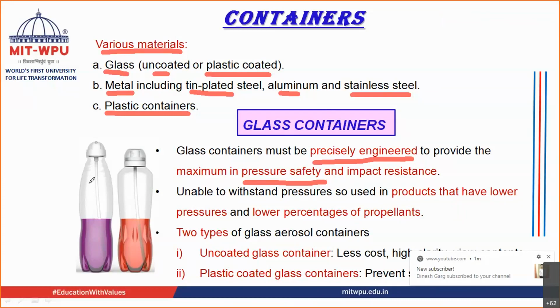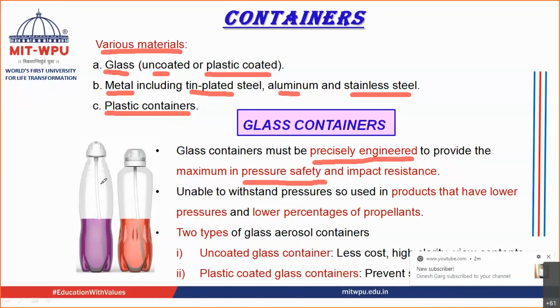We talked about yesterday that the propellant exerts pressure onto many things. It exerts the pressure onto the formulation, and also onto the walls of the container. So your glass container has to be very precisely engineered so that it maintains the pressure that is provided by the propellant from inside. It should resist and withstand that pressure from inside.